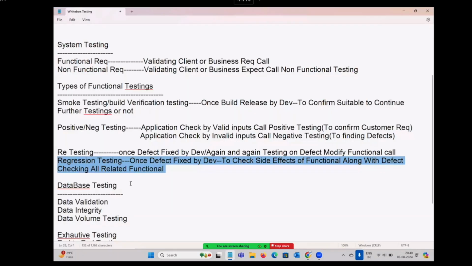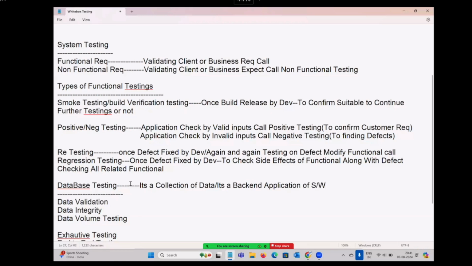So let me write here, what is meant by database? It's a collection of data. Every user's details will be stored in the backend database. It's a collection of data, and it's a backend application of software.